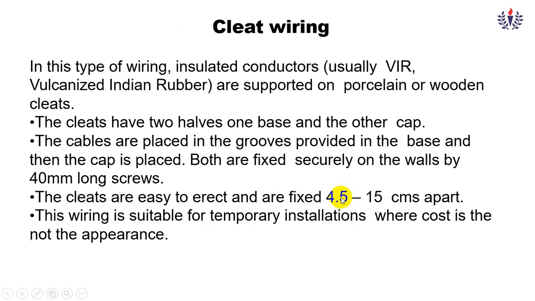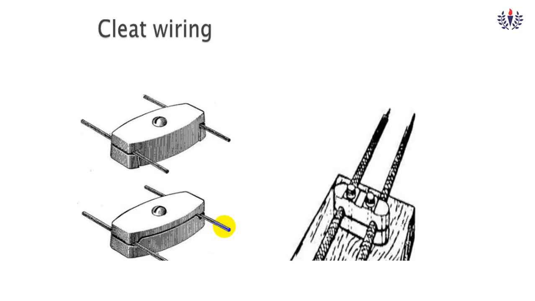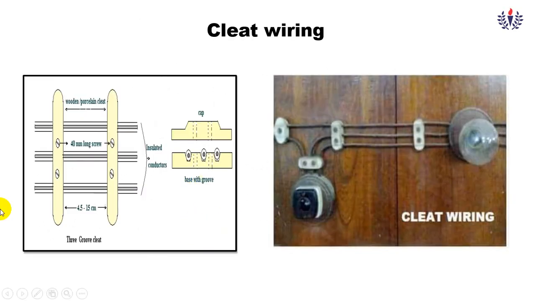The cleats are easy to erect and fixed 4.5 to 15 centimeters apart. It is very good for temporary wiring, and the appearance is a little bit okay. So this is the type of cleat wiring. Here you can see the base, here is the cap, and here the grooves, and in the grooves there are the wires. This is another view. It may be made of porcelain, wood, or maybe plastic also. After the wire connection, you can see this is the board, here the lamp is there, and this is the wire connection going to the lamp. So this is the cleat wiring.